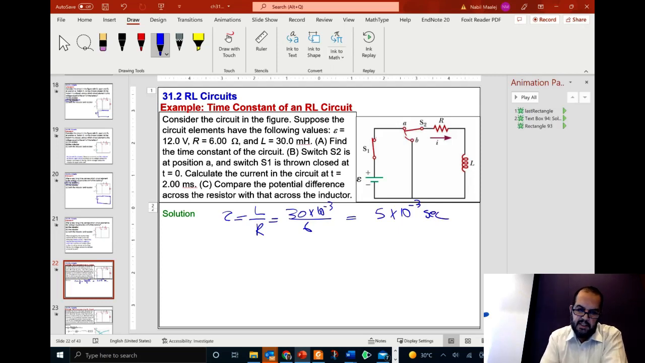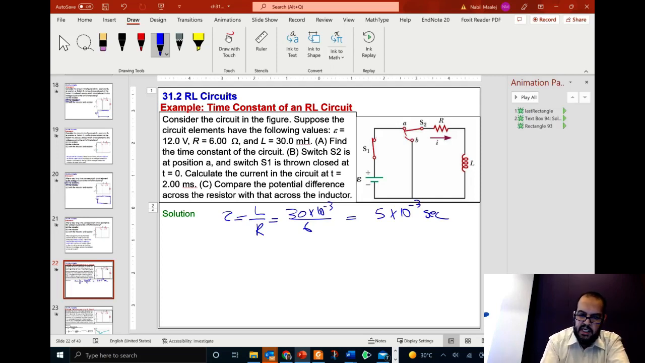Or 5 milliseconds. Switch S2 is at position A, and switch S1 is thrown closed at time t equals 0. So we close the switch S1 at t equals 0. Calculate the current in the circuit at t equals 2 milliseconds.